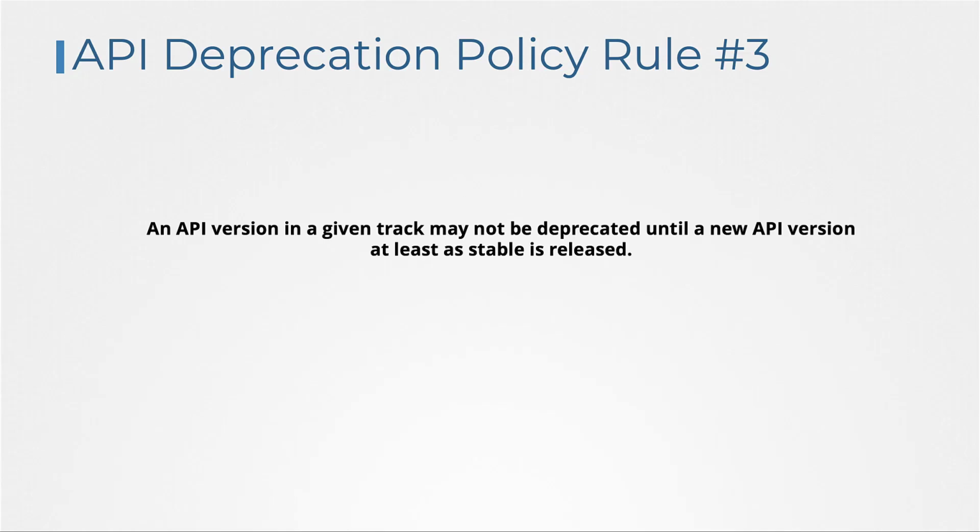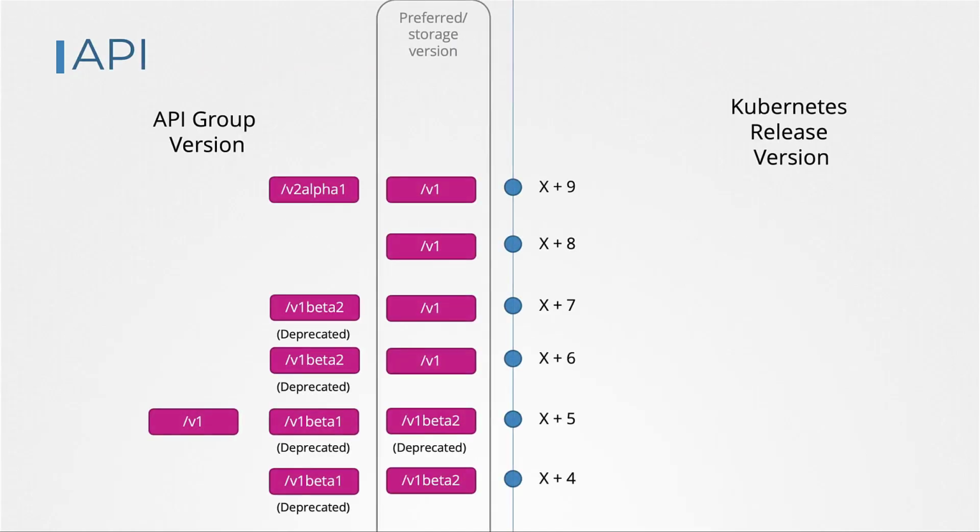An alpha version can't deprecate a GA version. In this case, the v2 alpha 1 is an alpha version and v1 is a GA version. So we cannot deprecate v1 now. The v2 alpha 1 version needs to go through its life cycle of becoming a v2 alpha 2, then v2 beta 1, then v2 beta 2, and then v2, and only then can the v2 version deprecate the v1 version.